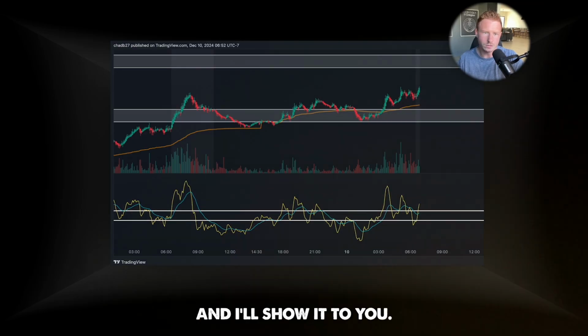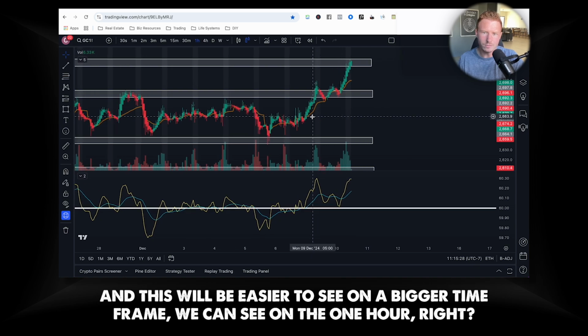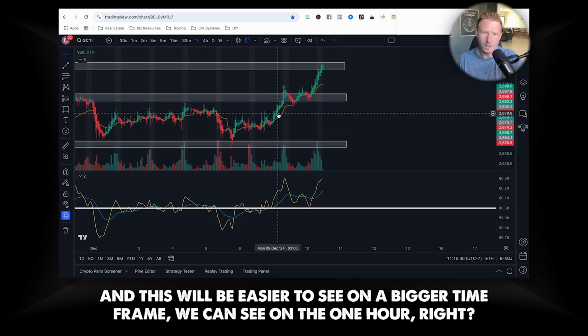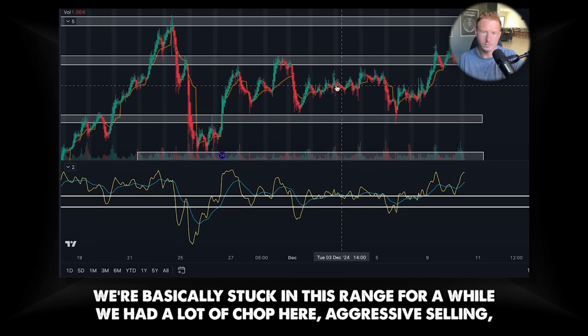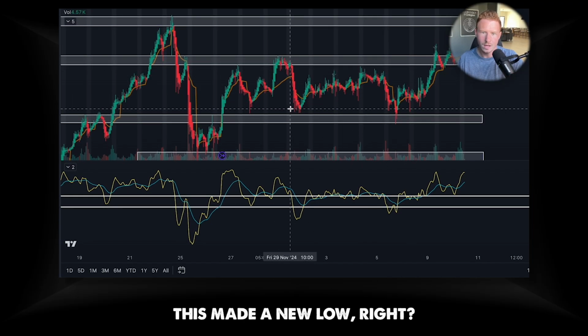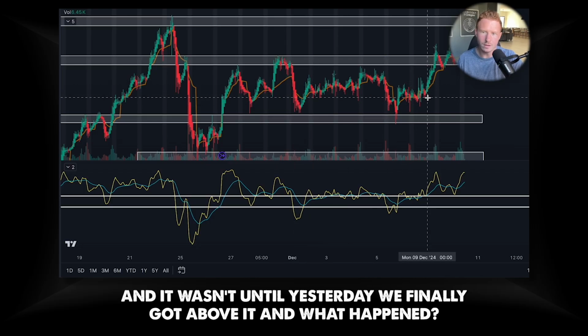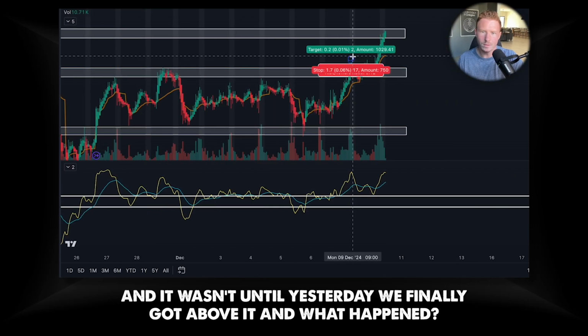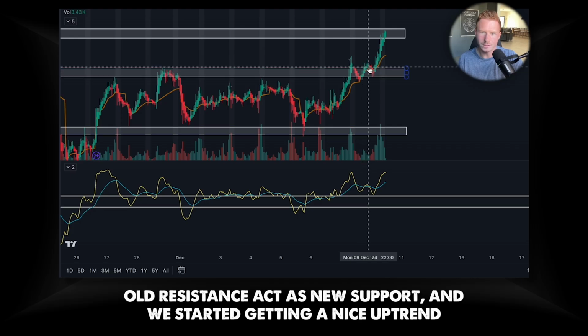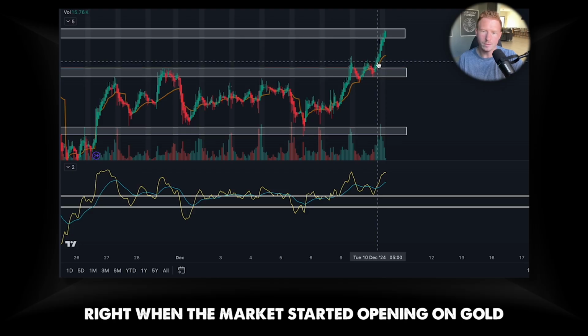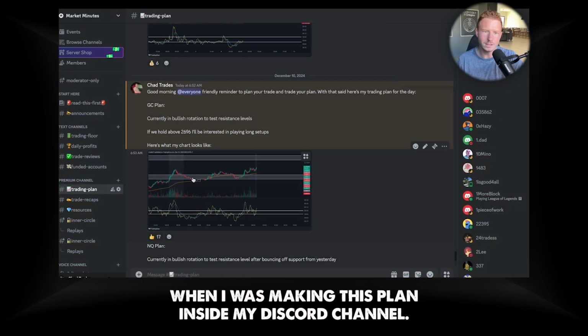Okay, and I'll show it to you. And this will be easier to see on a bigger time frame. We can see on a 1 hour, right? We had this resistance level. We're basically stuck in this range for a while. We had a lot of chop here, aggressive selling. This made a new low, right? And it wasn't until yesterday we finally got above it. And what happened? This old resistance acted as new support, right? Old resistance acted as new support, and we started getting a nice uptrend right when the market started opening on gold when I was making this plan inside my Discord channel.